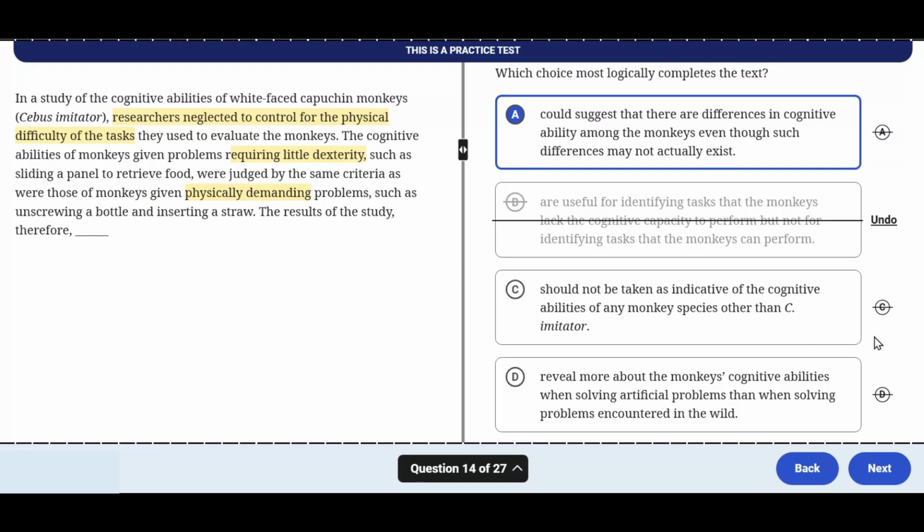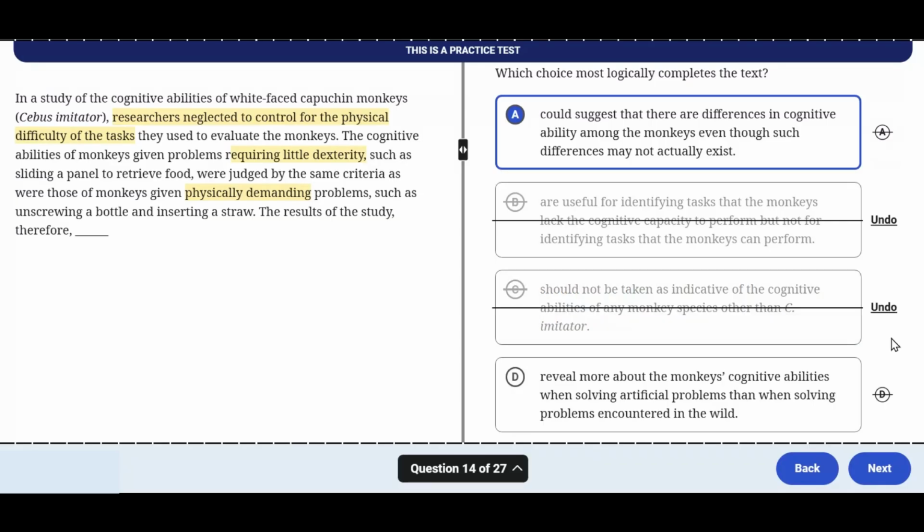C: should not be taken as indicative of the cognitive ability of any monkey species other than C imitator. This goes far outside the text. We're not talking about any other species of monkey other than C imitator. Yes, it's an inference passage, but you are only using information that's given in here. If you've taken formal logic, they give you really the two premises, the two proofs, so to speak, that you use to create your conclusion. You use all the same concepts, but you just organize them in a different way to create a conclusion. You don't bring in completely new concepts like other monkey species.